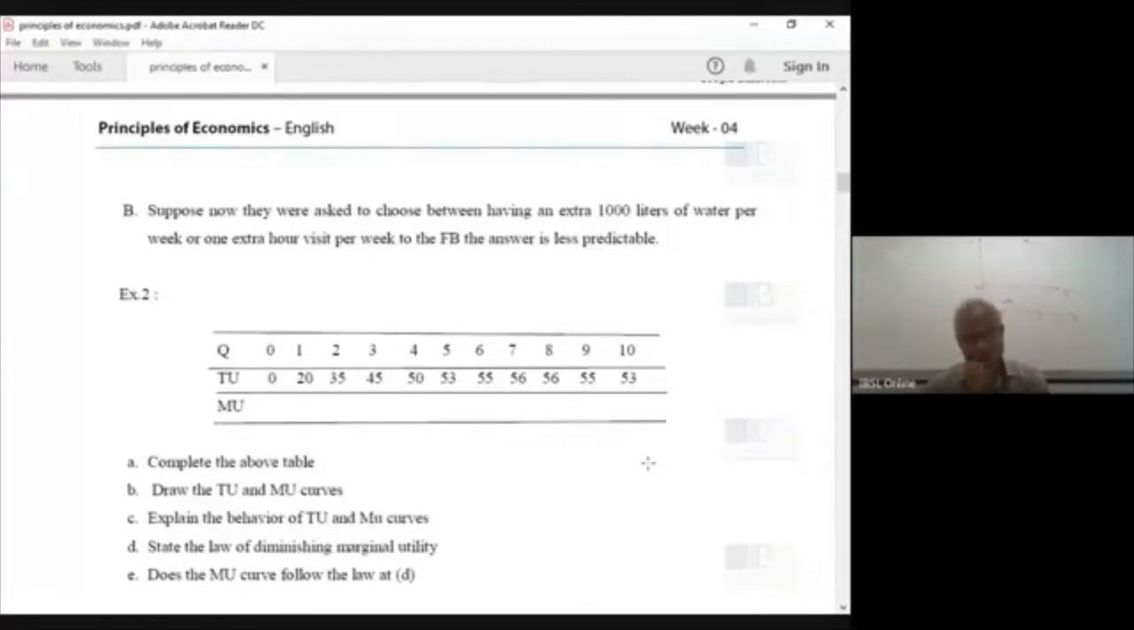That means you don't get anything. That is 0. Marginal utility is 0. If I continue after that, your marginal utility will be negative. You get not utility, disutility. You are not happy. So the marginal utility curve is falling. The law of diminishing marginal utility.